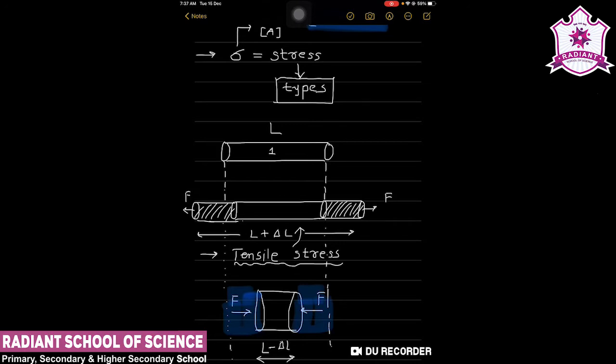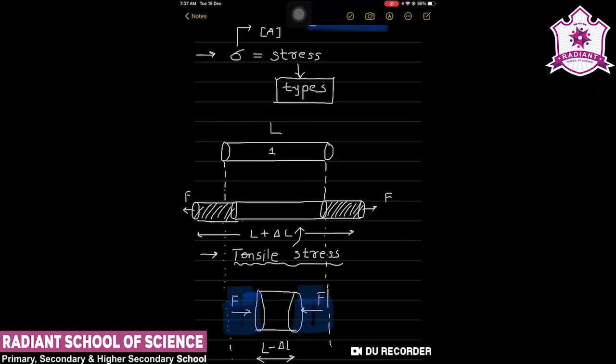So here first we define the types of stress. To understand it, we go with a simple example, that stress is symbolically written as a sigma. Now, what is the case that we want to define? Here we say that suppose we are given a cylindrical object of length L as shown in the figure above.